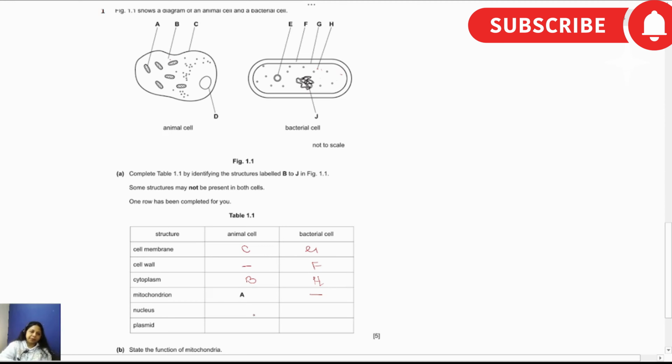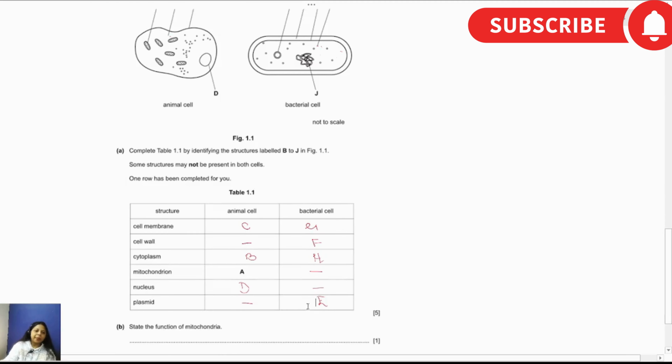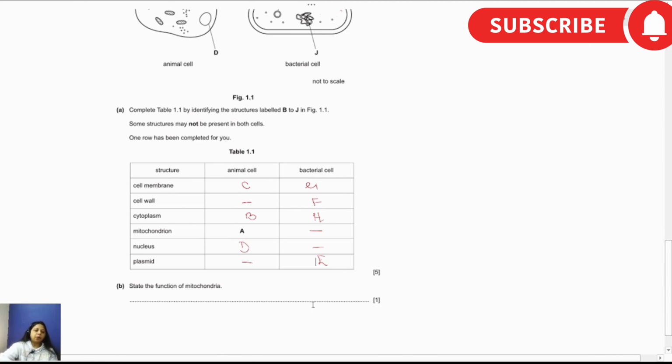Okay, nucleus. And definitely not present in bacterial cell. Plasmid. E in bacterial cell and in animal cell it's not present. Okay, good. State the function of mitochondria.